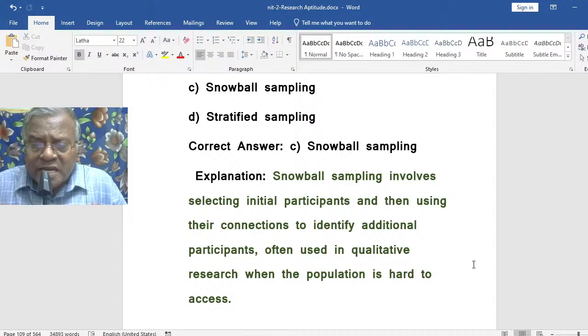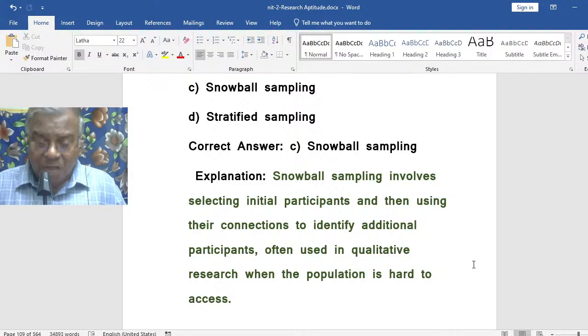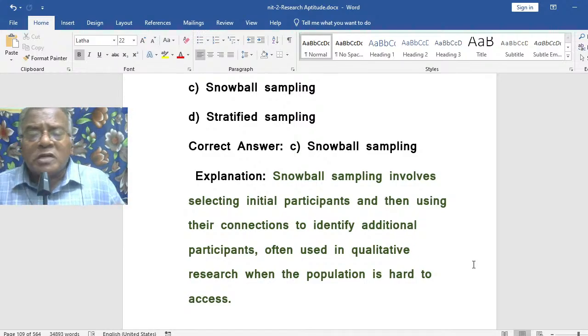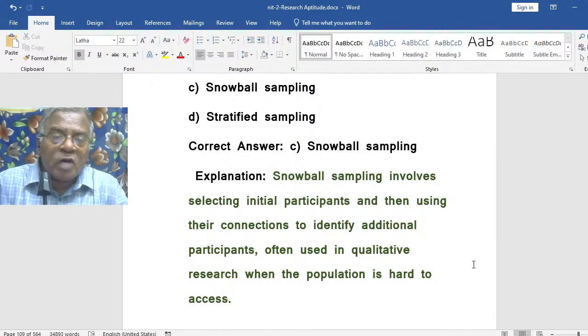Snowball sampling involves selecting initial participants and then using their connections to identify additional participants, often used in qualitative research when the population is hard to access. Sometimes the researcher may be unable to find the desirable number of samples. Then he has some 8 people, but these 8 people will suggest some other people. This is how snowball sampling occurs. I hope you understood this. It is a very important question, often asked in the NET exam.